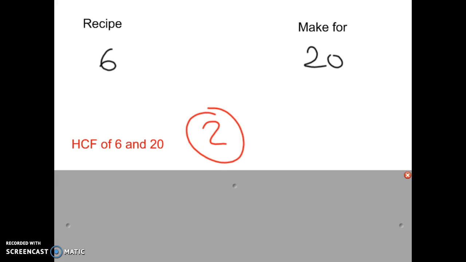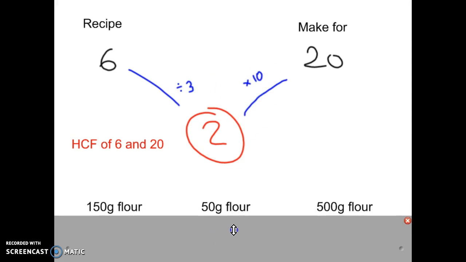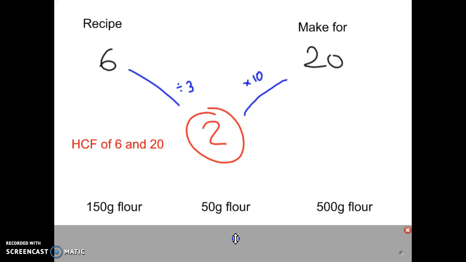So looking at this, I can see that to get from 6 to 2, I'm going to have to divide by 3. And then to get from 2 to 20, I'm going to have to times by 10. Yeah? It's important that we think of this in terms of timesing and dividing and not adding and subtracting. So having got this divide by 3 and times by 10, I'm going to do the same thing with the quantities.